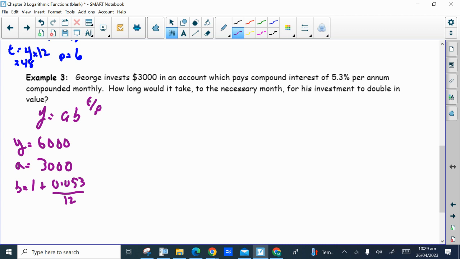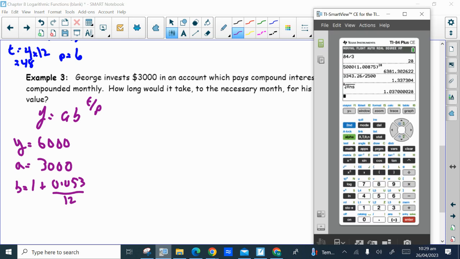And again, B, our growth rate is 1 plus that decimal. The 1 represents 100% of the investment plus whatever 0.053 divided by 12 gives us for our monthly interest rate. So that's where we'll start with a calculation. We'll get the monthly interest rate, which is that decimal, plus 1.